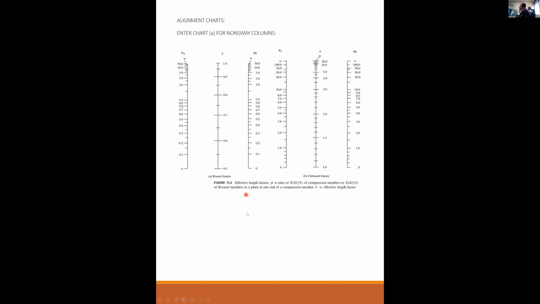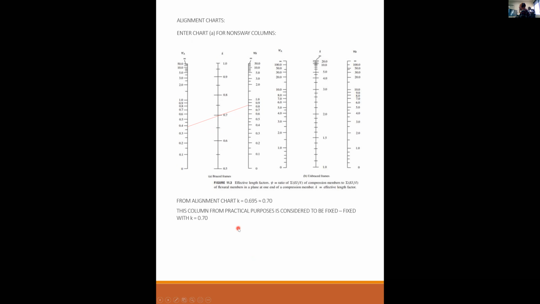I can now go to my alignment chart and notice that A is for braced frames and B is for unbraced frames. So I'm going to go to A and I plug in my 0.38 and my 0.82. Where the line between those two points crosses this intercept, that's your K value. As you can see, my K value looks like about 0.69. So it's 0.695, pretty close to 0.7.